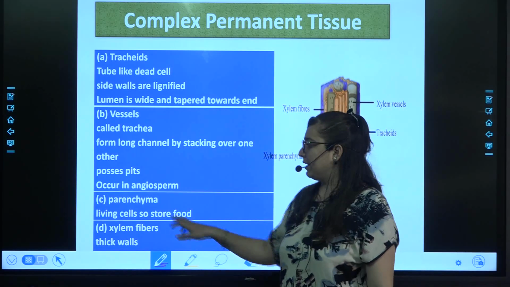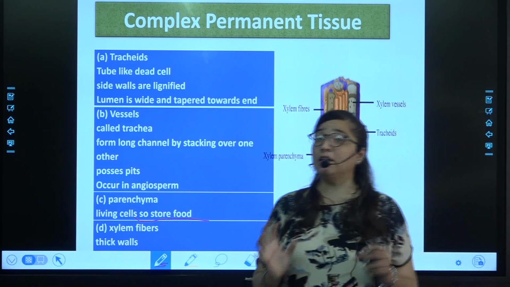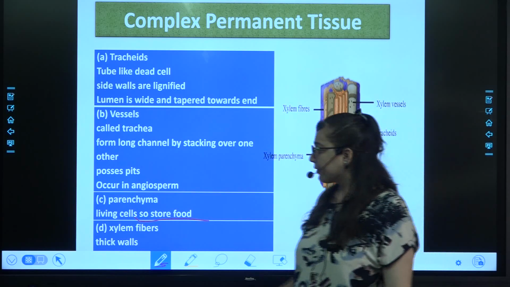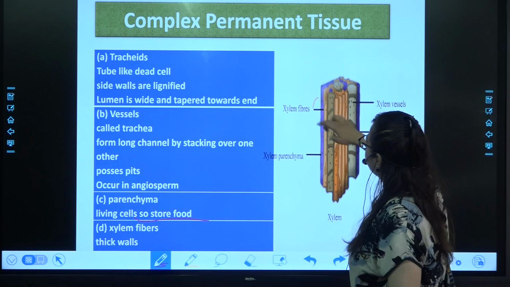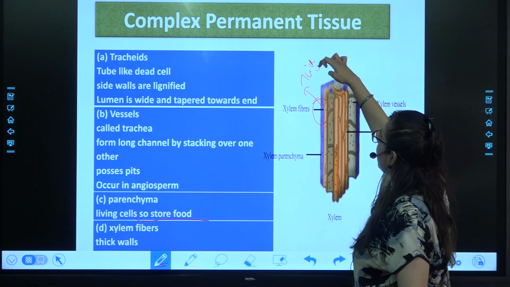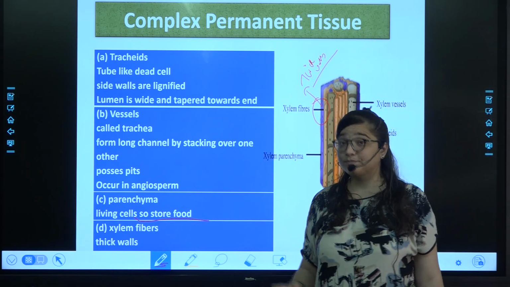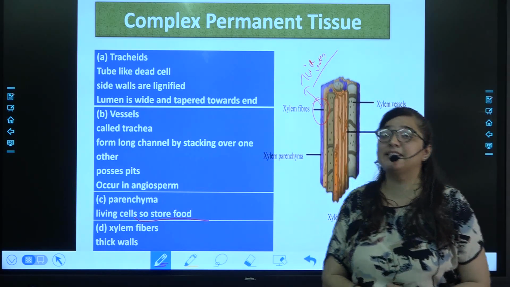Coming to parenchyma, these are the living cells. So what will they do? All the parenchymas are living cells and they store food. While xylem fibers have very thick walls. Thick walls, that is the part that you have to remember. Okay, only this much is to be learned in xylem.